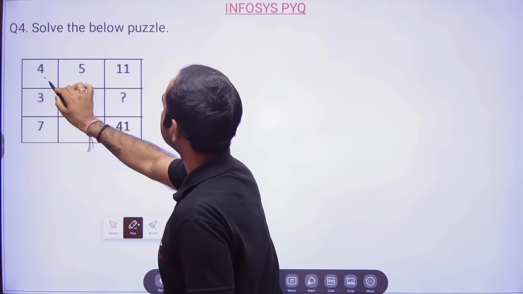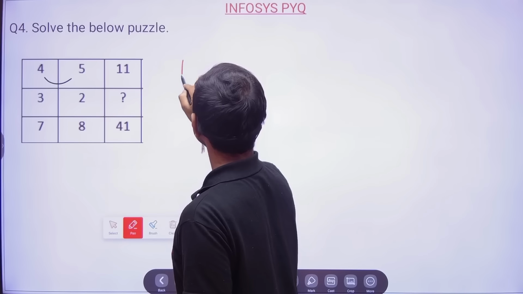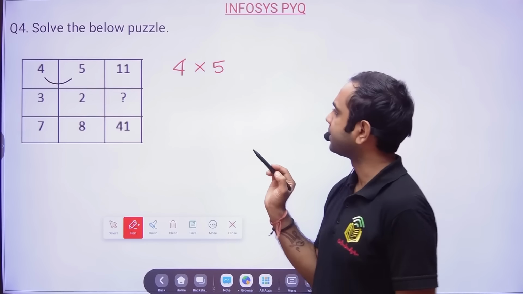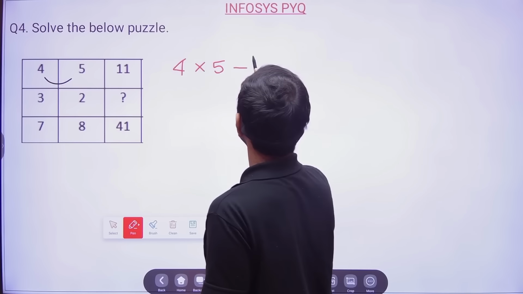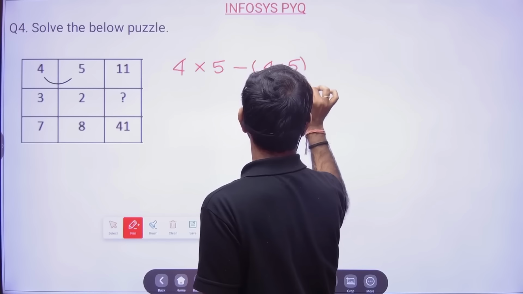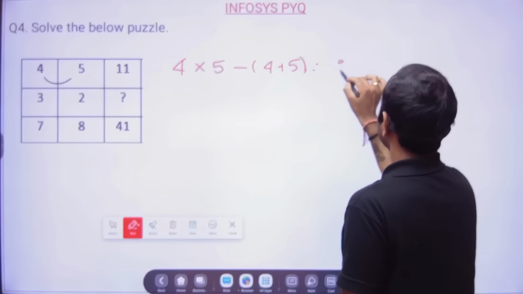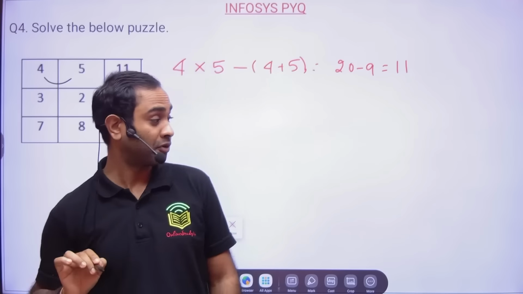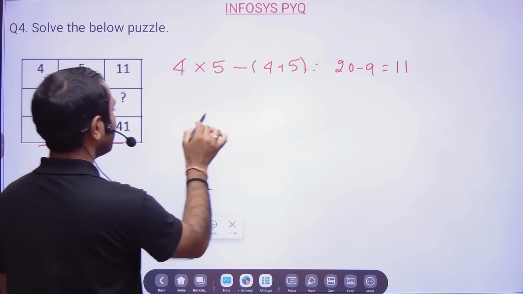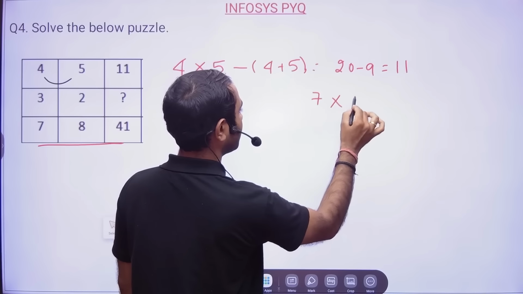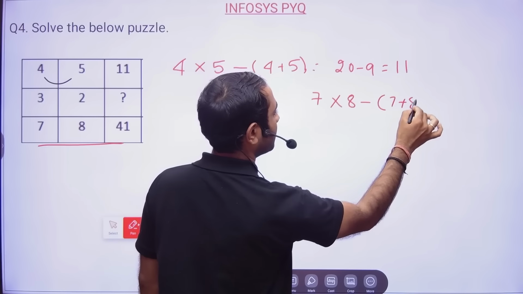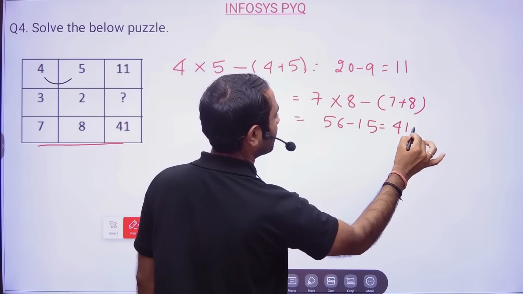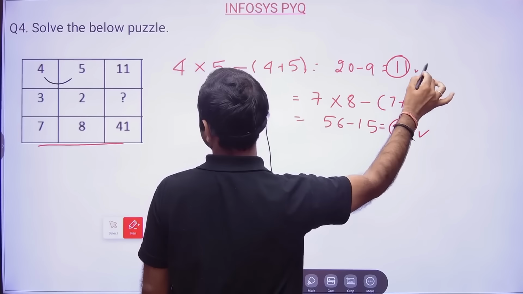Now friends, you see, we will multiply these two. So 4 into 5 is 20. And then after multiplying, what will we do? We will add 4 plus 5 because we need 11. So now you see, 20 minus 9 is nothing but 11. Very good, sir. बहुत अच्छा logic है. Then this last one, you see, 7 into 8 minus 7 plus 8. Let us see if it works here. 56 minus 15, sir. So this is nothing but 41. Yes, sir. This is also fine. So it is 41 here.